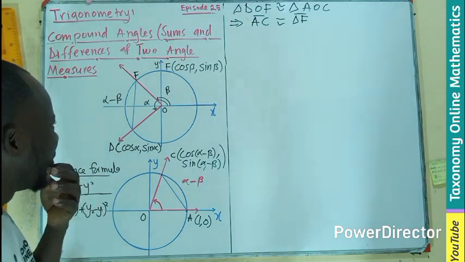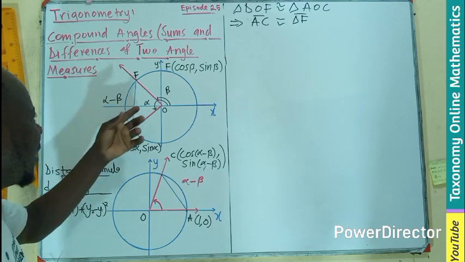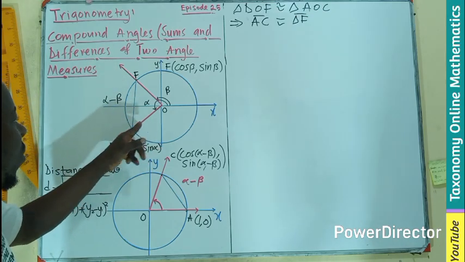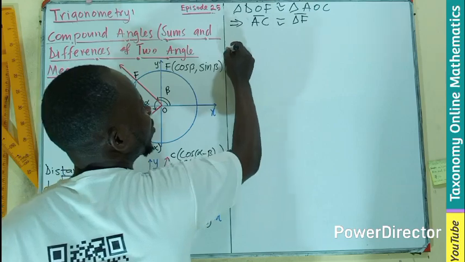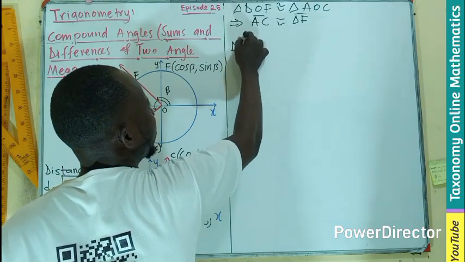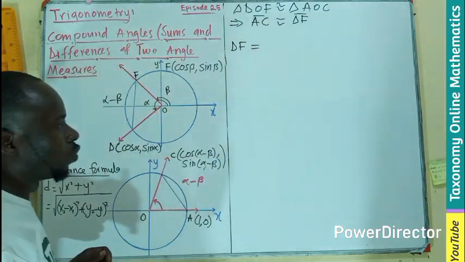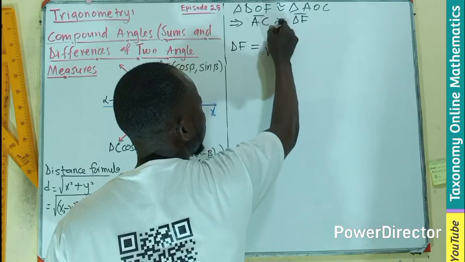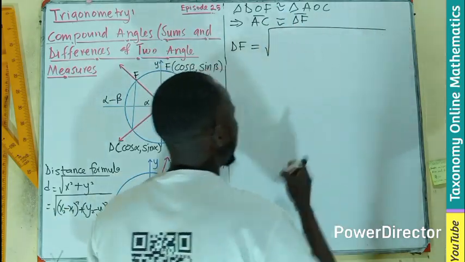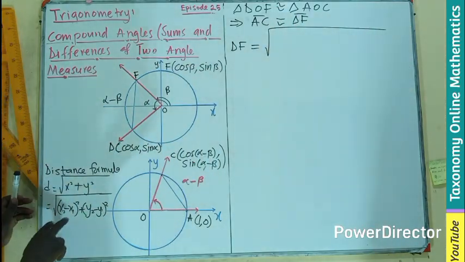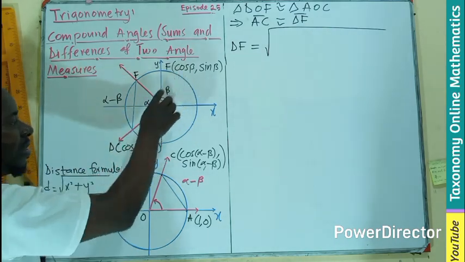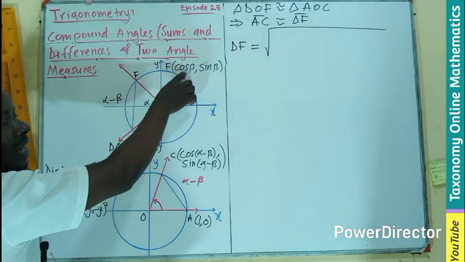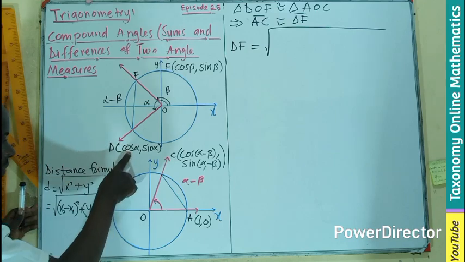Now, what do we do? Let's begin with this one. So, if you are finding the distance DF, our DF will now be equal to the square root of the difference in the x coordinates. The x coordinates are the first ones we are having. So this minus this, the difference. This minus this.